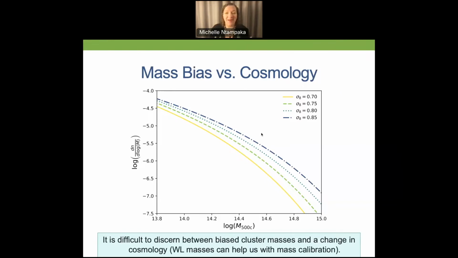However, we just talked about the sigma 8 effect, but now I want you to take one of these lines in your head, maybe take the green dashed line, for example, and imagine, rather than a change in sigma 8, which to zeroth order looks like an up-down shift, imagine we had some uncertainty in mass, which to zeroth order would look like a right-left shift. You can see how these two things are degenerate. It can be hard to tell them apart. Now, weak lensing masses can help us with that mass calibration.